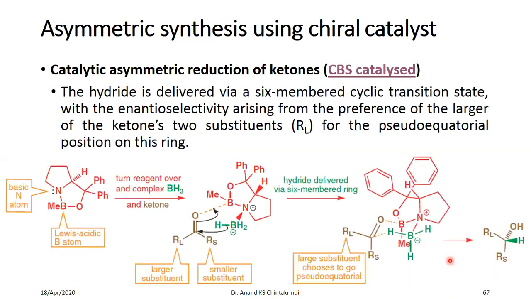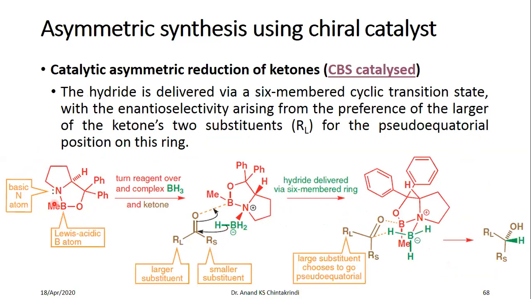How this reaction proceeds, we'll see. Now, this is your chiral catalyst, in this case the CBS catalyst. This is the basic nitrogen, and this is the Lewis acid boron atom. Why we are looking at this, we'll understand. Now we have to turn this reagent over. If you rotate it 180 degrees, you will end up with this kind of structure, and you have to complex it with the borane.